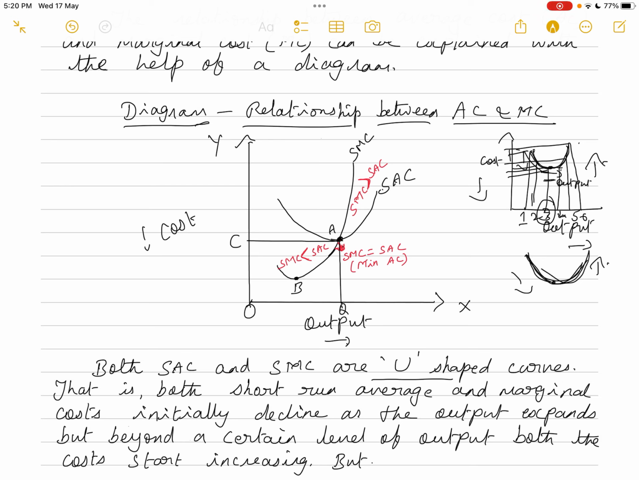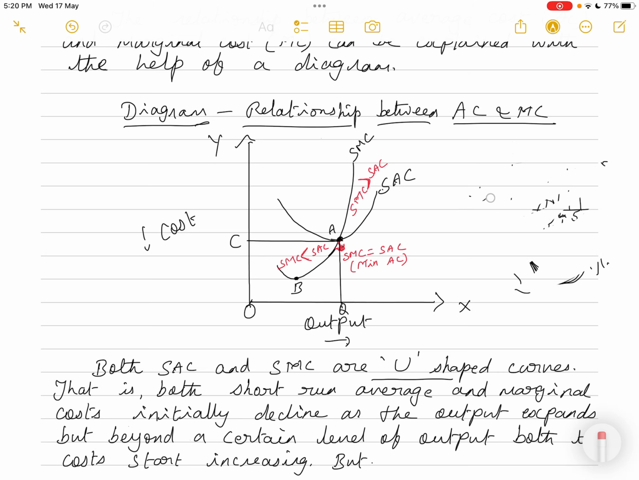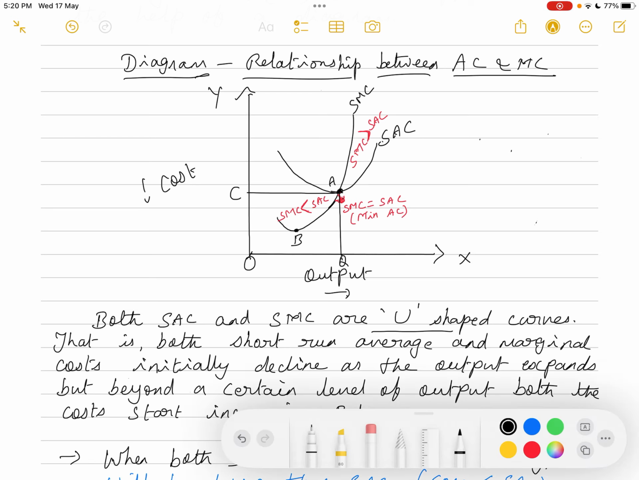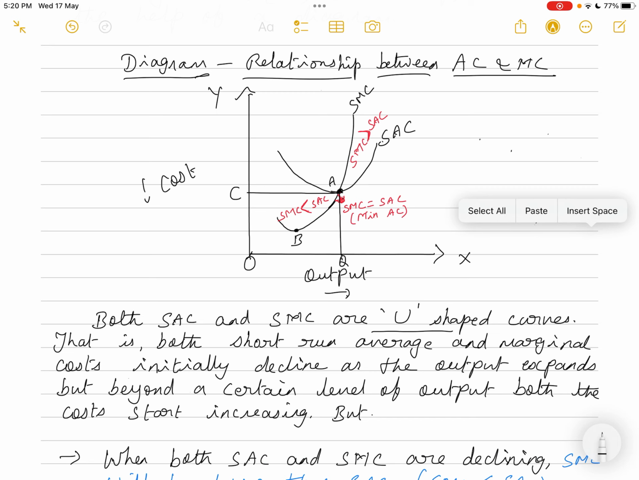So this is the shape of the cost curve. So what is this shape? This is U-shaped, isn't it? So that's what is mentioned here. Okay, so the cost is a U-shaped curve. So both SAC and SMC are U-shaped curves. That is, SAC is short-run average cost, SMC is short-run marginal cost. Okay, so both the SAC and SMC are U-shaped curves.